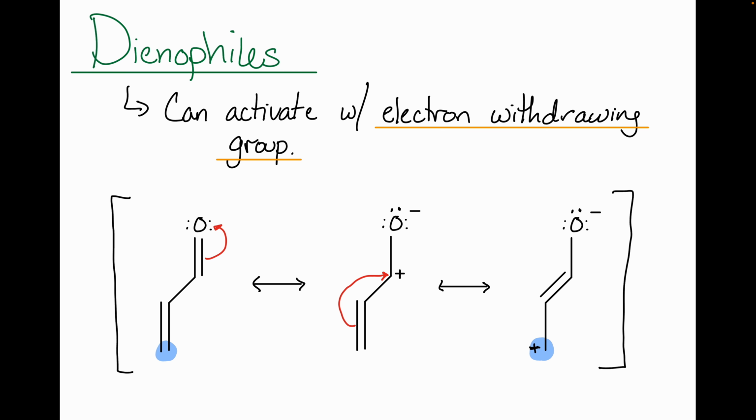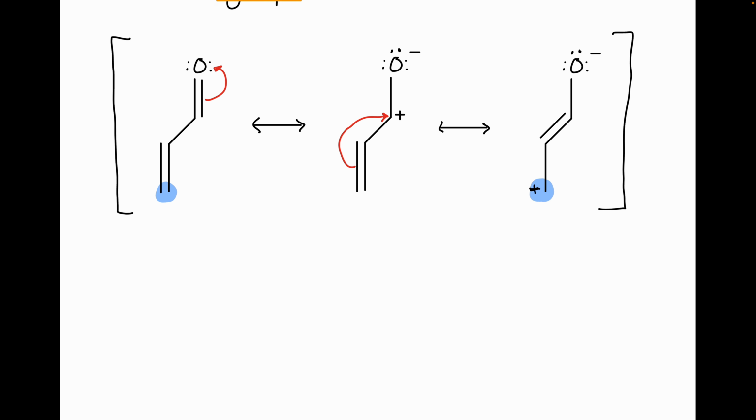So again, since all these structures are true at the same time, we just want to note that this carbon at the end here, one of the ones that are involved in our Diels-Alder reaction, lacks electron density. That's what our resonance structures are showing here. Cool. So we can activate a dienophile with an electron withdrawing group.